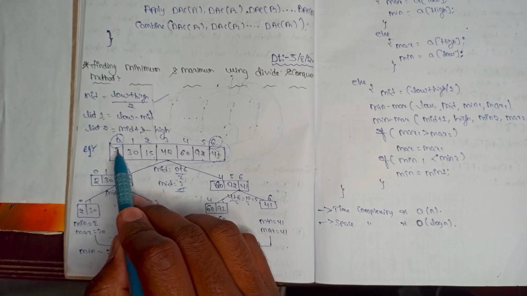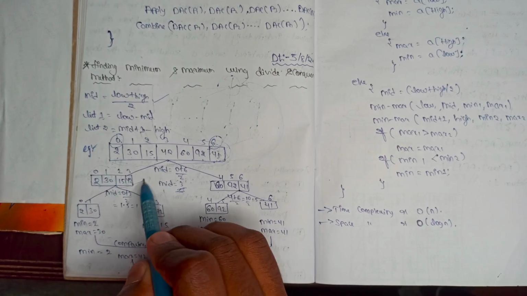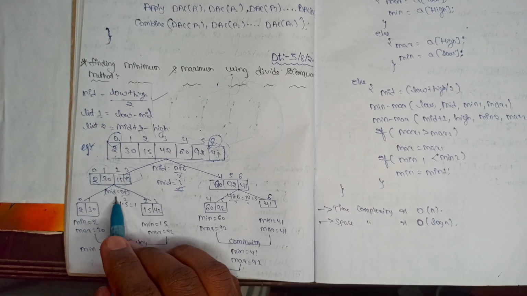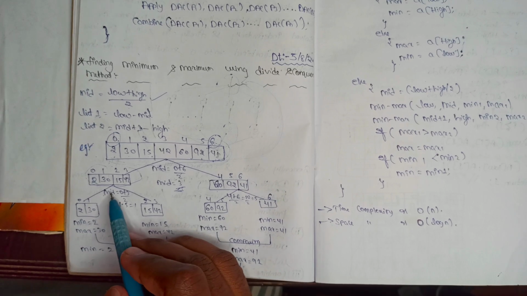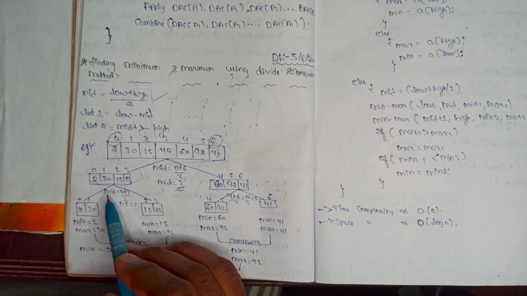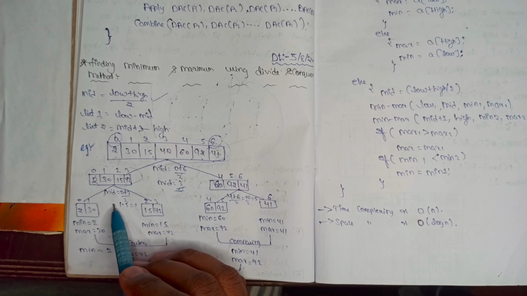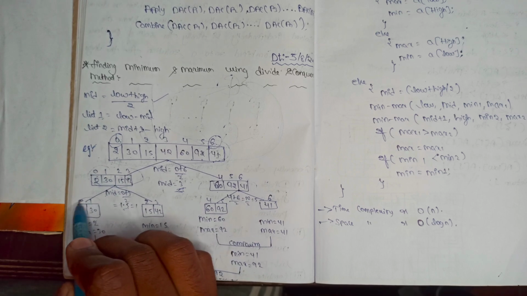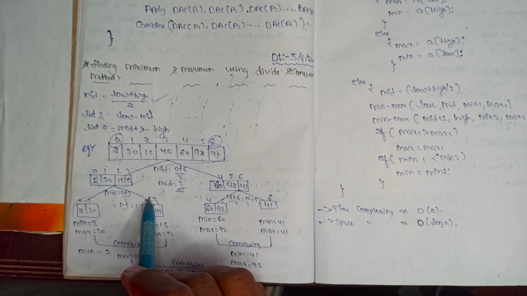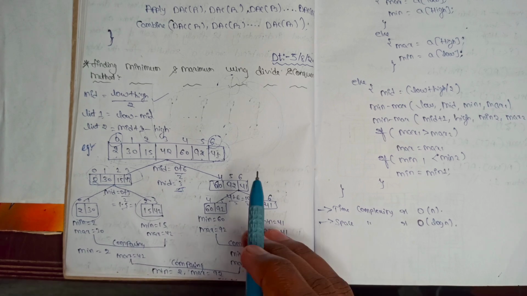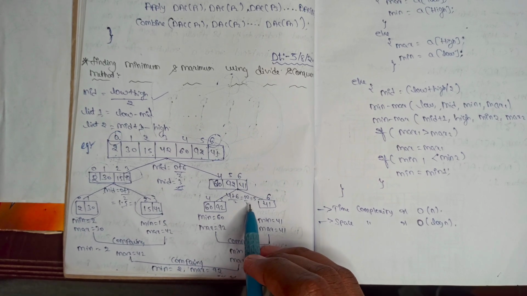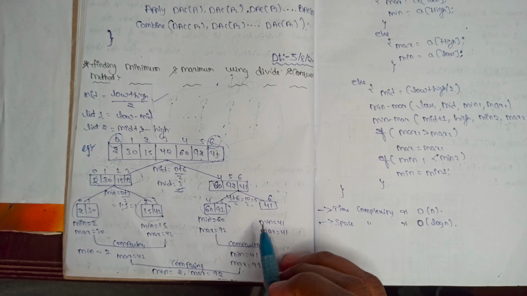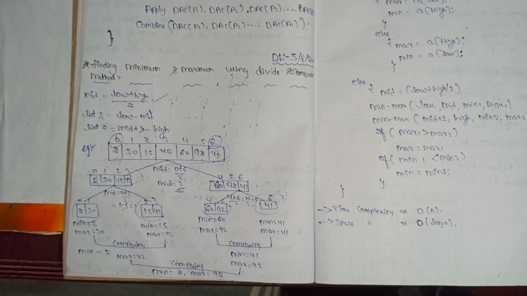From index 0 to 3 is one list, and 4 to 6 is another list of elements. Similarly, for each sublist we again divide it into sublists. That is 0 plus 3 by 2, that is 1.5, considering 1. So 0 and 1 are in a single list and 2 and 3 are in another list. Similarly on the right-hand side, 4 plus 6 by 2, that is 5. So at index 5, 4 and 5 are in one list and 6 is in another list.